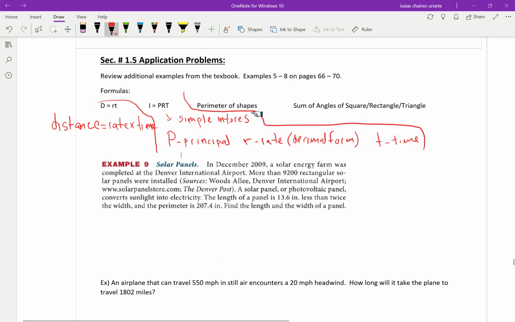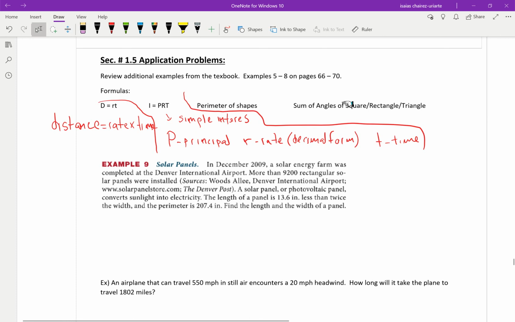Perimeters, how to find the perimeter of a shape. Remember, the perimeter is the length of sort of like the outer wire that makes up a polygon or a shape. So how do you find the perimeter of a square? How do you find the perimeter of a rectangle, of a triangle?